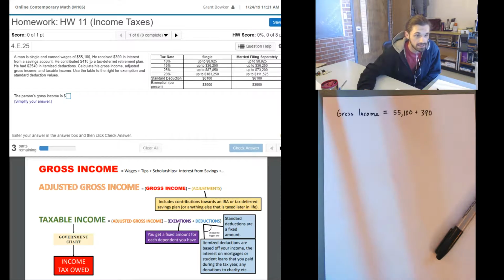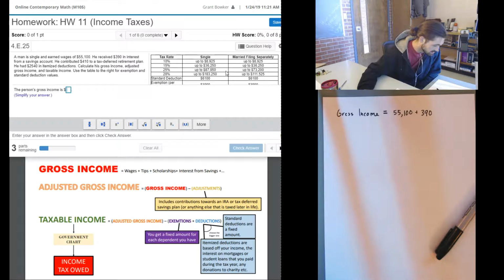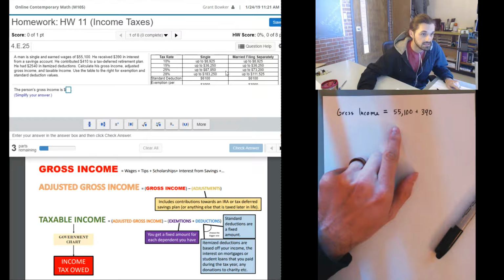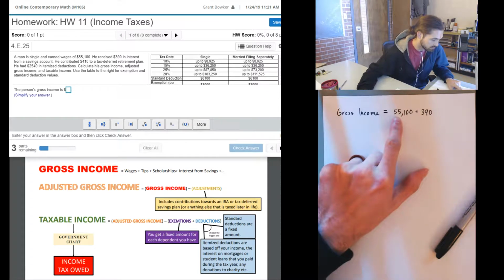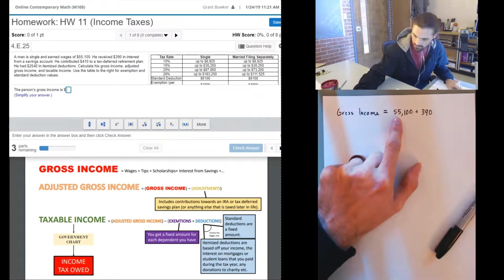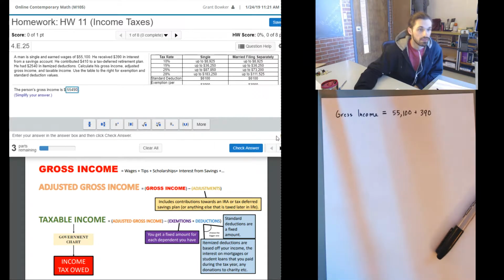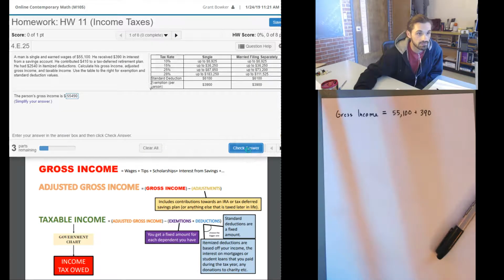Recognize this $410 is a contribution to a tax-deferred retirement plan, so that will be considered an adjustment. We'll use that $410 when we calculate his adjusted gross income. So for now, the person's gross income is going to be the $55,100 plus the $390, so $55,490. I think I did that in my head right. Moment of truth. Yay. All right, on to the next one.